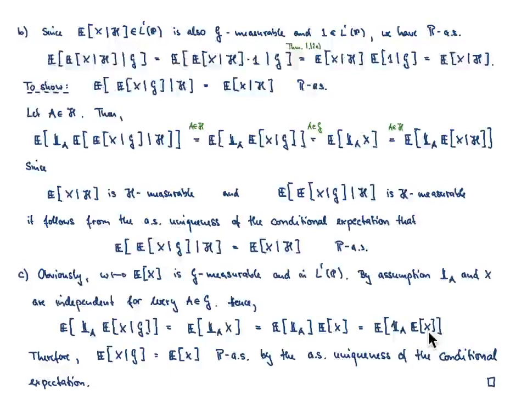And now you see, by that observation, we have two different representations of the conditional expectation of X given G. By the uniqueness part, that means these two versions of the conditional expectation have to be the same, meaning the conditional expectation of X given G in this particular case equals the expectation of X P-almost surely. So this was one important, fundamental property of the conditional expectation.